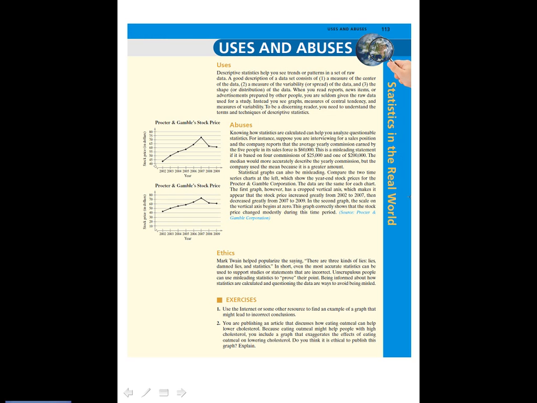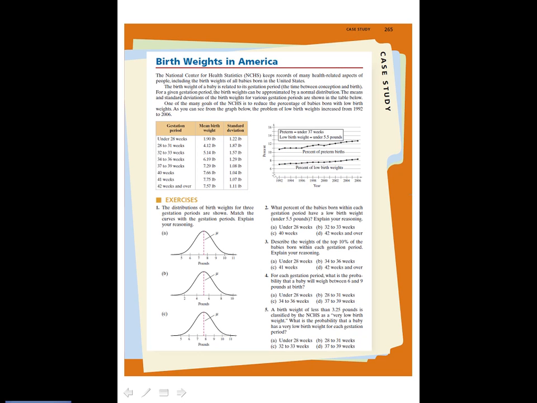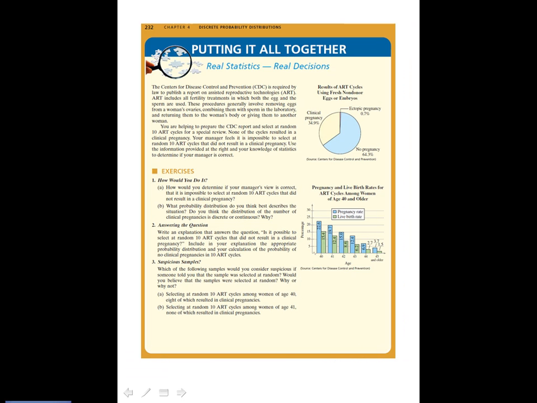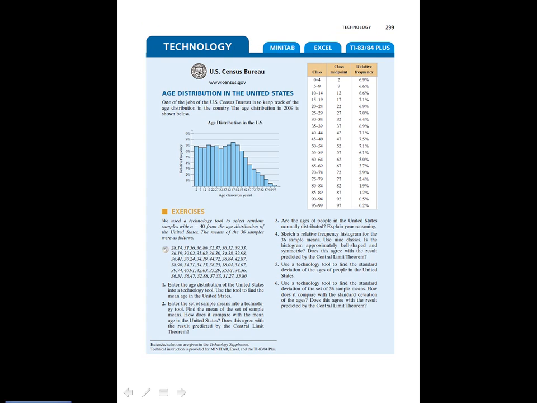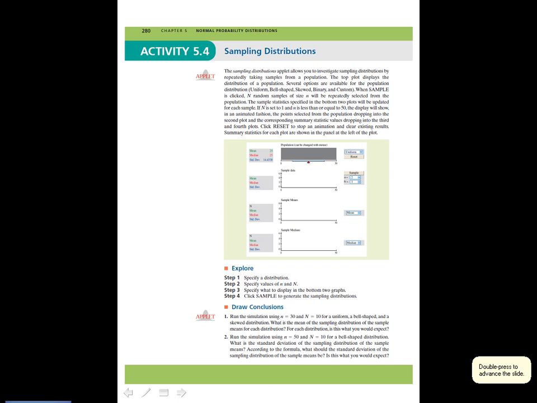Every chapter has a discussion on the uses and abuses of statistics, and a discussion on ethics, and then practice exercises. Case studies featuring actual data illustrate the important statistical concepts from the chapter. Putting It All Together encourages critical thinking about real-world data. Each chapter also includes a technology project. Several sections have applet activities, which are interactive investigations of the concepts studied.